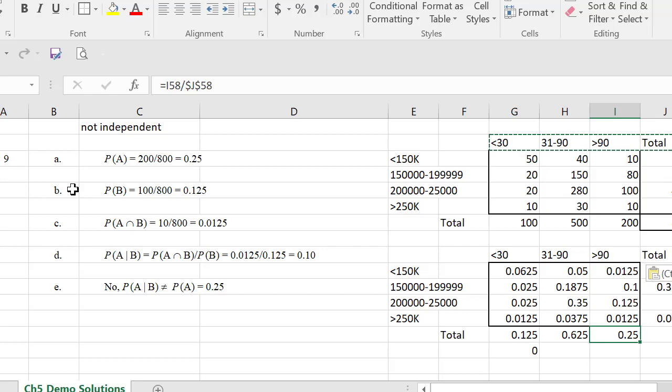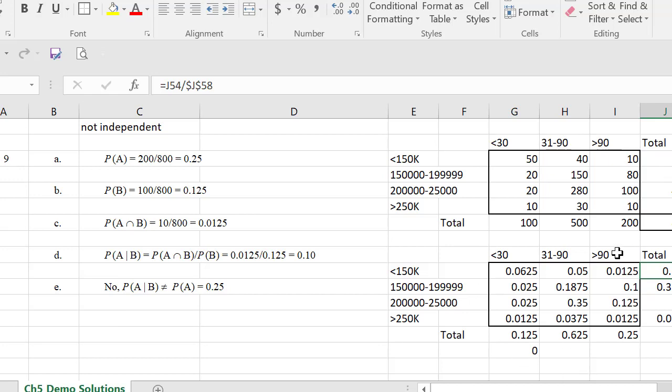Part B, if B is defined as the event of the initial asking price under 150, estimate the probability of B. So that marginal probability is 100 divided by 800. So that's where this 100 comes from. And that's how we get that number. Part C, what is the probability of A intersection B?